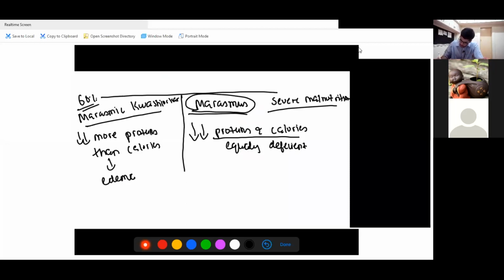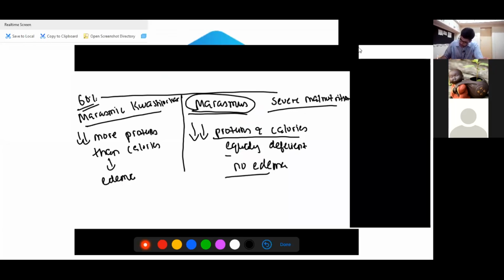In only marasmus, there is no edema. Why is there no edema? Because there is equal deficiency of proteins and calories. So there will be no edema.